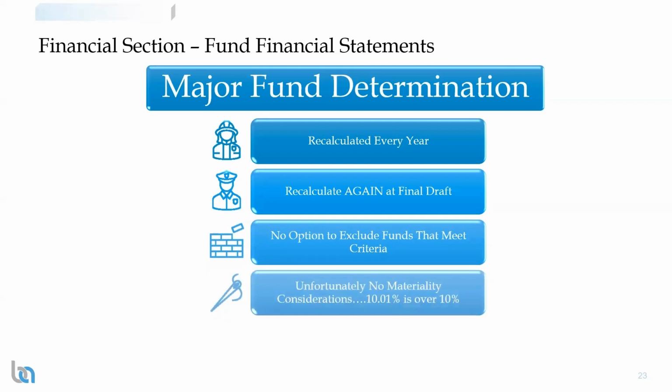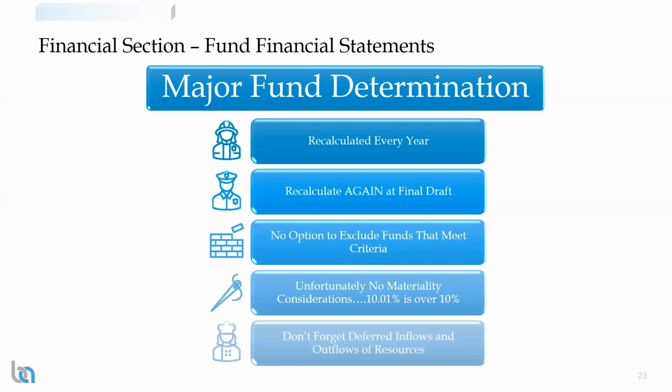And there's no materiality considerations as far as major fund determinations are considered. Unfortunately, if you have it as 10.01%, which is over 10%, it's over 10%. There's no, well, it's not that material, we'll not include it. All right. And then also include deferred inflows and outflows of resources as part of this calculation.